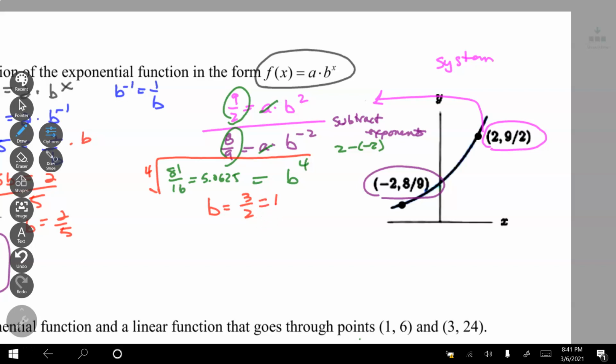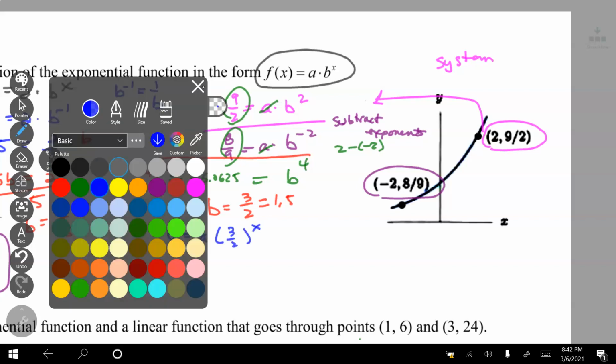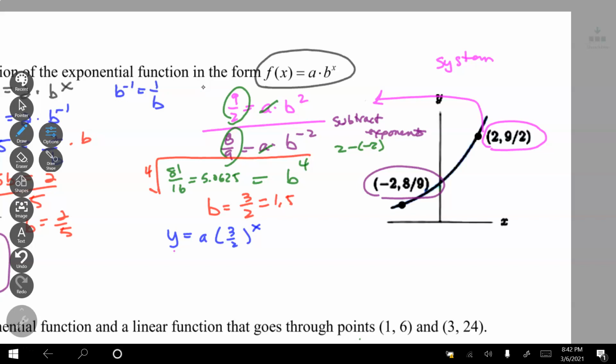Same number. So right now I have y is equal to a times 3 over 2 to the x. I'll use the one in pink because that's a nice positive exponent. 9 over 2 is equal to a times 3 over 2 squared. Well, 3 over 2 squared is 9 over 4 times a.